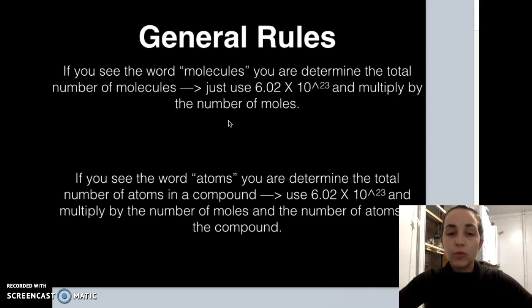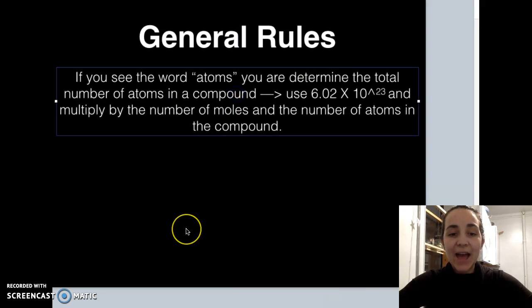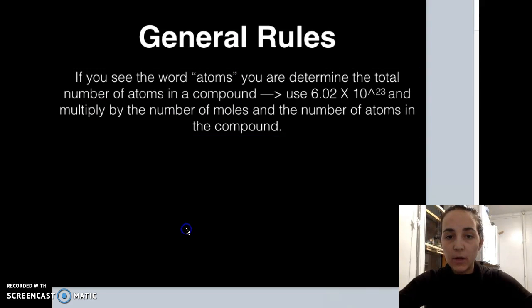So here are some general rules when we're thinking about this. If you see the word molecules, you're determining the total number of molecules overall, so you can just use that same formula we talked about at the beginning and multiply by the number of moles. However, if you see the word atoms, you need to be a little more careful and you need to determine the number of atoms in that particular compound.